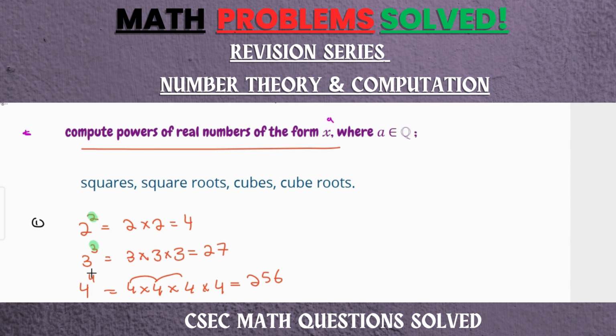2, 3, 4. Similarly, it may be any number like 2 to the power of 5. Then you have to multiply 2 5 times. And if it's like 3 to the power of 4, you have to multiply 3 4 times. That's the concept of the exponent.